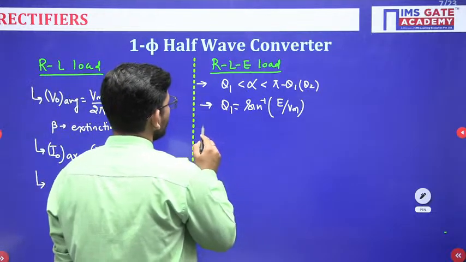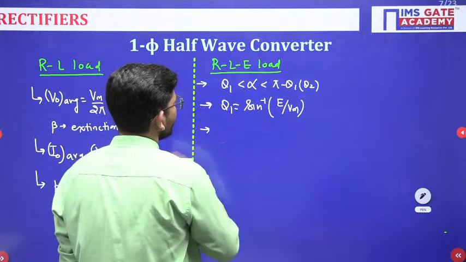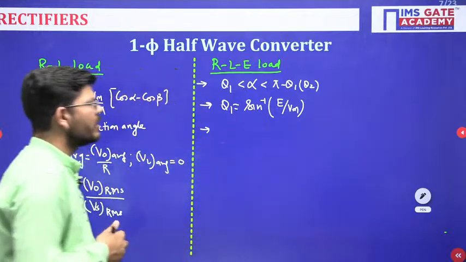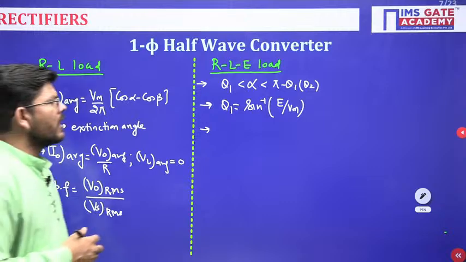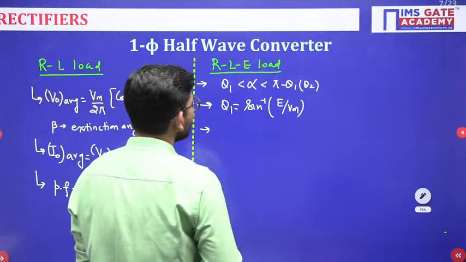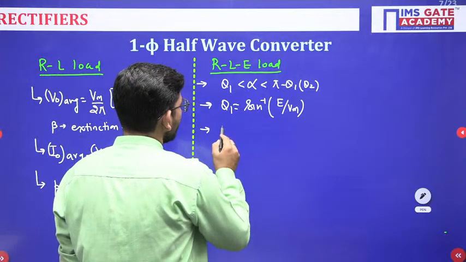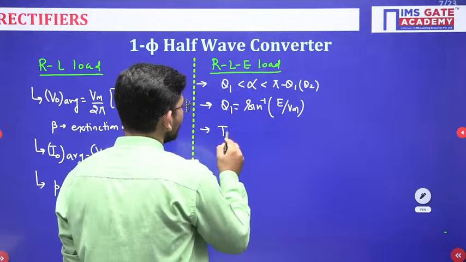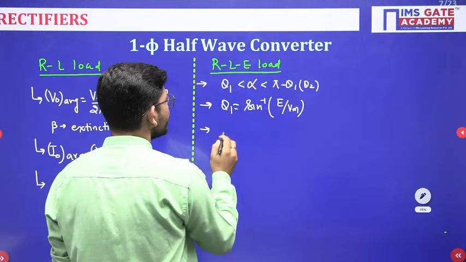Okay, now what will happen? So this should be the firing angle. Okay, and after that, yes, the thyristor will be forward biased in what duration?